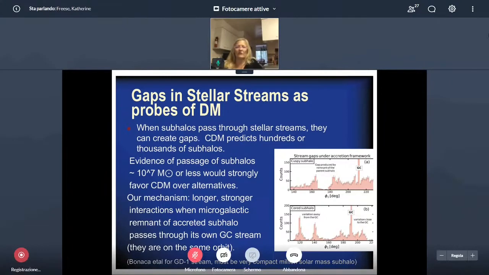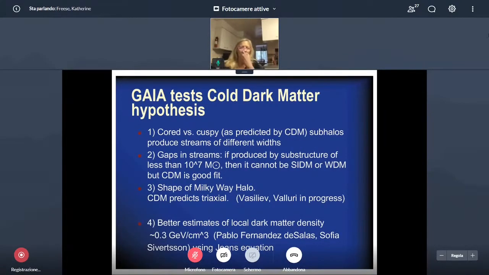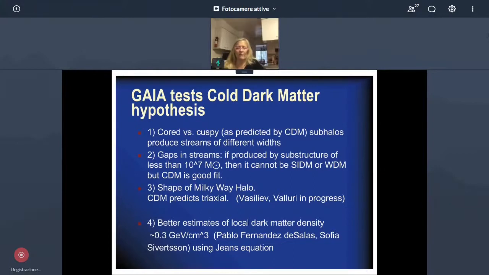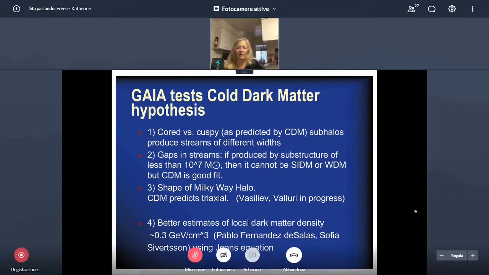Let's just go to the next slide, my summary of what you can get from Gaia as far as testing the cold dark matter hypothesis. The difference between cored and cuspy subhalos produces streams of different widths. So is cold dark matter right? You can learn from looking at that, and from gaps in streams. I haven't talked about it, but cold dark matter predicts the shape of the Milky Way halo to be triaxial. You can look for that as well. Gaia also gives you better estimates of the local dark matter density, and the answer is always around 0.3 GeV per cubic centimeter. Next slide, please.